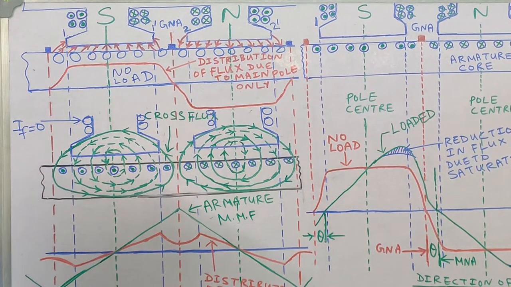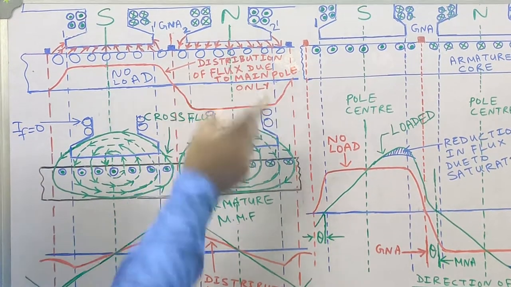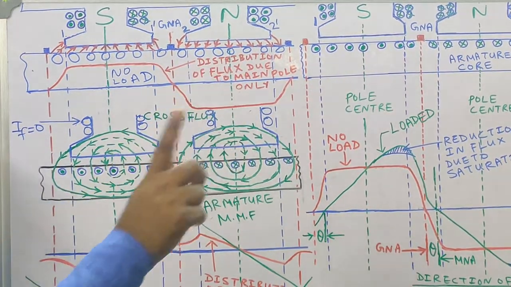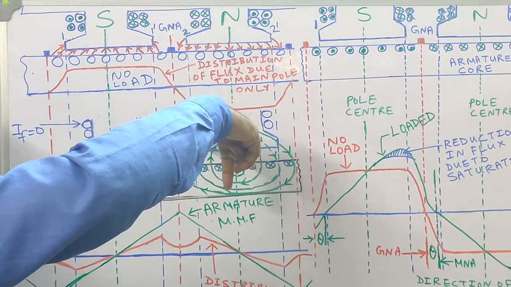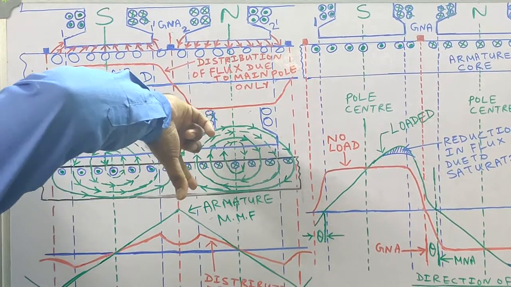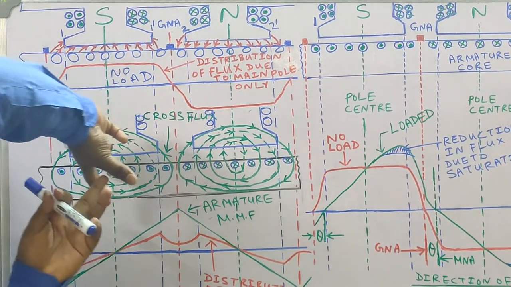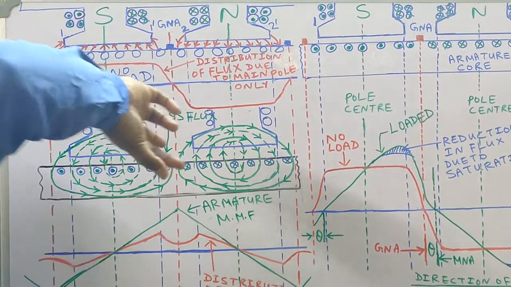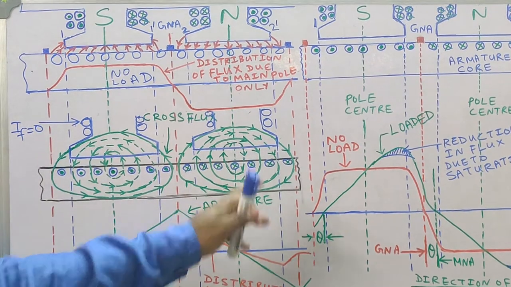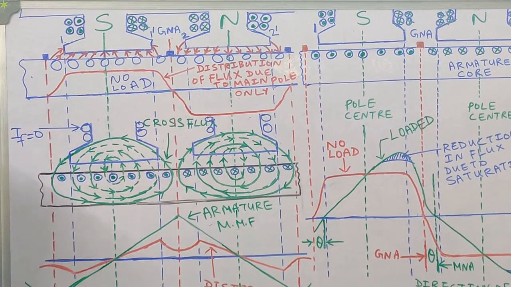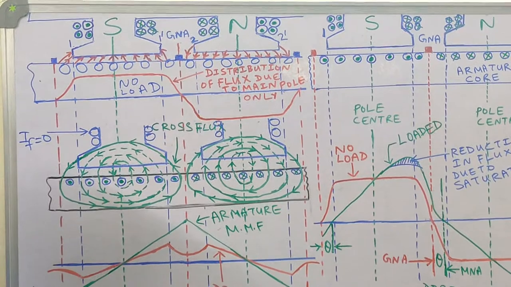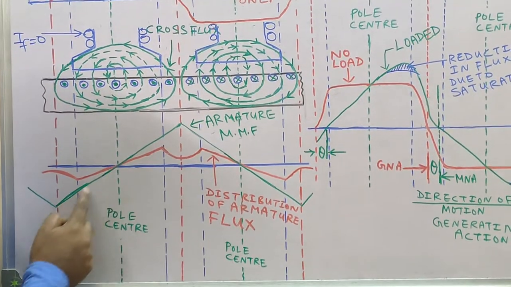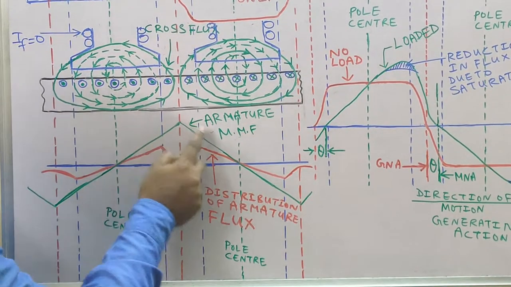There will be one change: the lines of flux under the north pole are leaving the pole face. So the index finger of the right hand should point away from the pole face, and at the same time the thumb should point in the direction of motion, from left to right. In that situation you will find that the middle finger is pointing into the board, that's why it is cross. Now, this green colored waveform is the waveform of armature MMF.